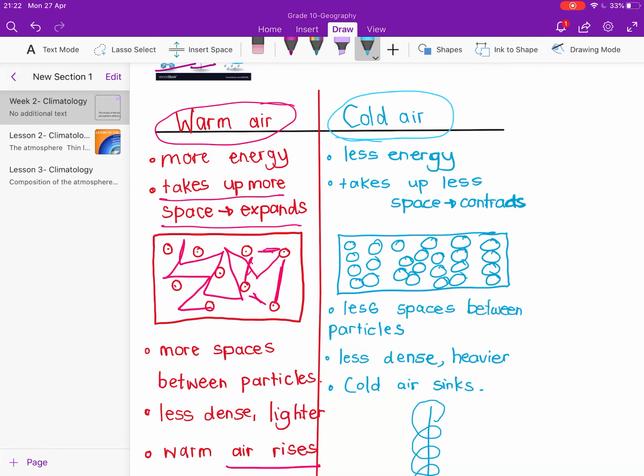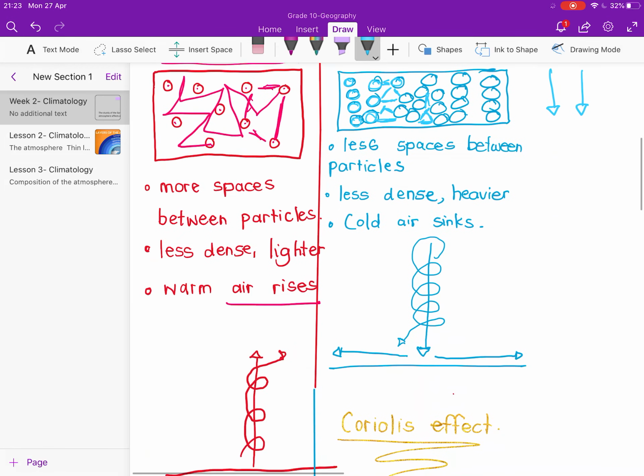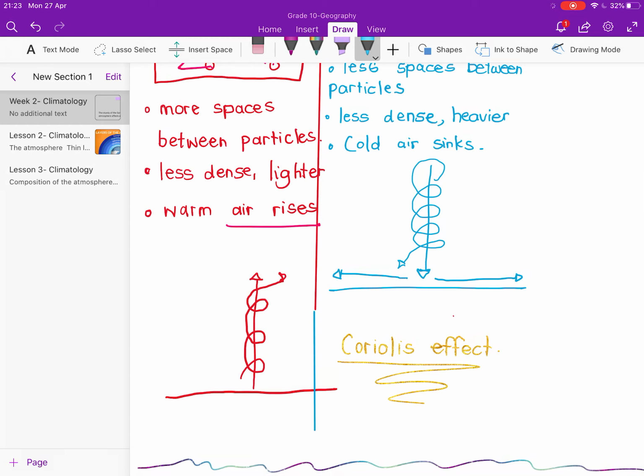So let's look at cold air. So when we look at cold air, we know that it's the exact opposite as warm air. So it has less energy, it takes up less space, and it contracts. So there's lots of molecules, lots of particles in the atmosphere when there's cold air, and there's less space in between these particles. So it is more dense, so it is heavier, and therefore cold air sinks. It's heavy, so it sinks down. Those are the main differences that we have when we look at cold air and warm air.